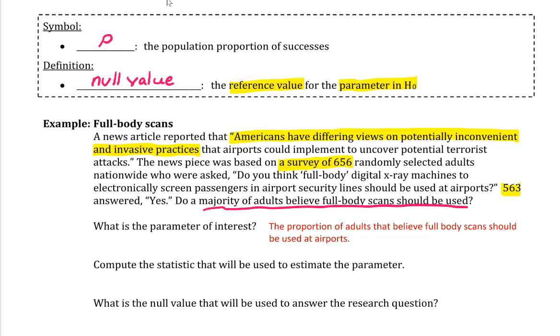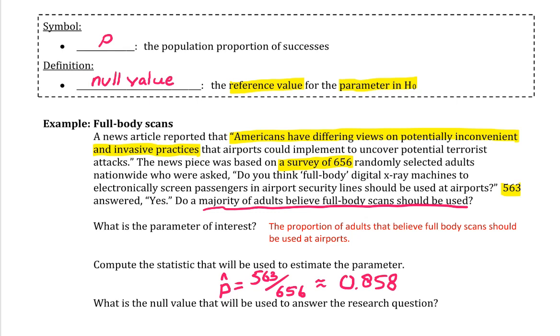Next, let's compute the statistic that will be used to estimate the true parameter. Here, we're talking about data that comes from a sample. So we will use p hat as our statistic. We know that 563 of the 656 surveyed believe we should use X-ray scanners. This is approximately 0.858. This is our statistic that we will use to estimate the parameter.